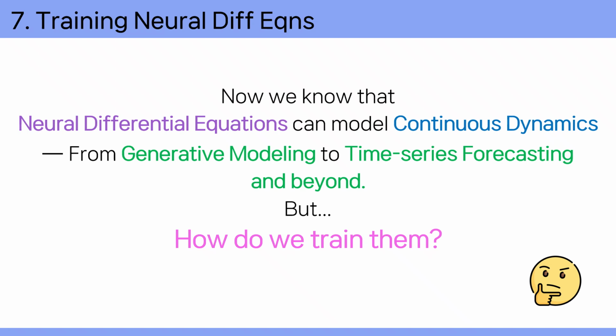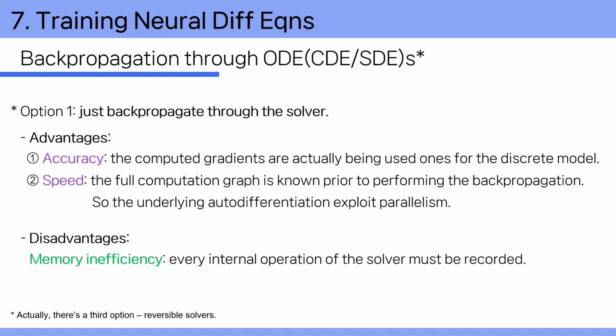Now we know that neural differential equations can model continuous dynamics, from generative modeling to time series forecasting and beyond. But here comes the key question: how do we actually train these models? There are two options for backpropagation through neural differential equations.